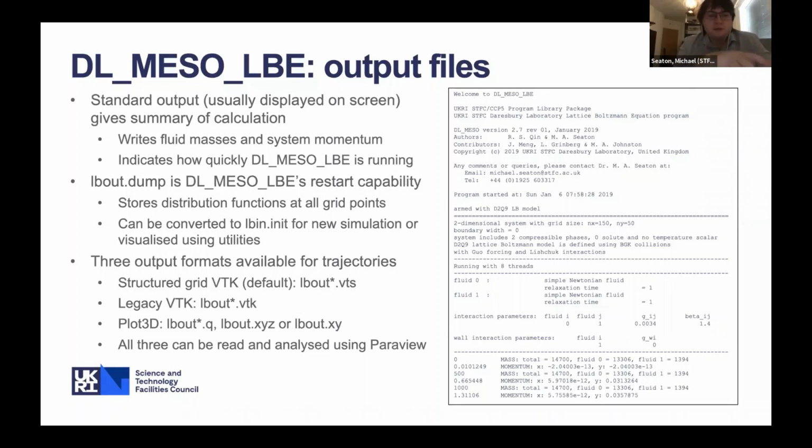And then there are also some output files you get, one generated at each of the given time steps, and there are 3 different formats available. So there's a structured grid VTK file, which is the default. There's also a legacy VTK, and then there's a format called plot3D, which produces a solution and a grid file. The thing is, all 3 of those formats can be read and analyzed using PowerView, the program I suggested you install for the exercise.